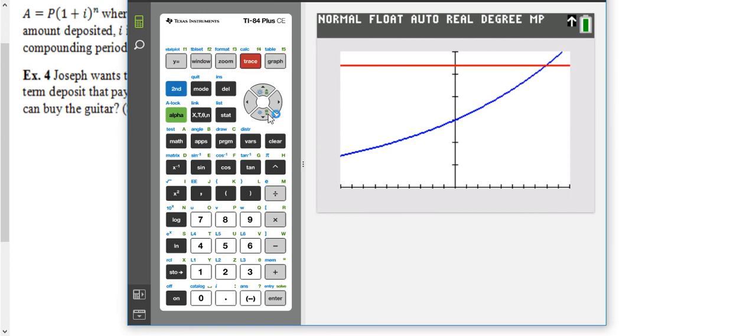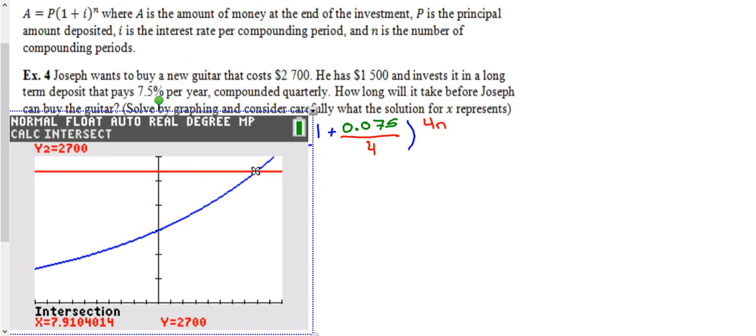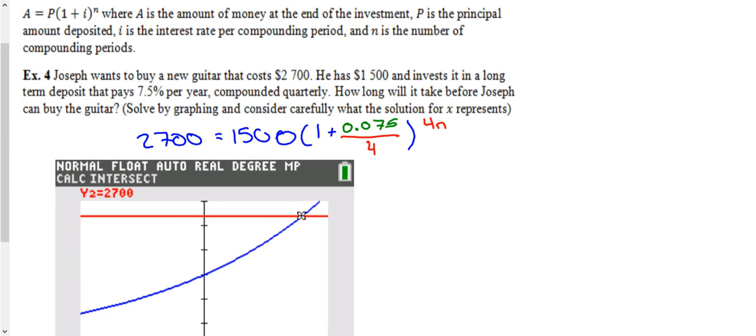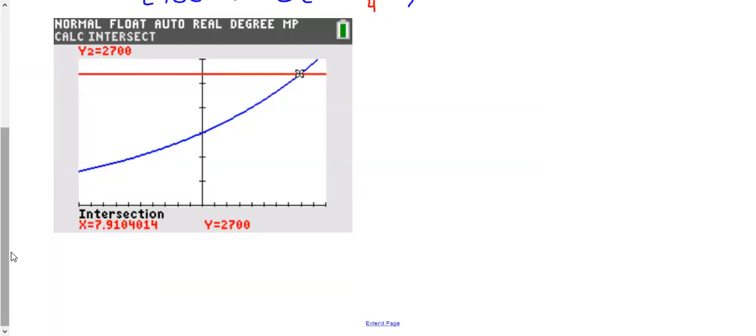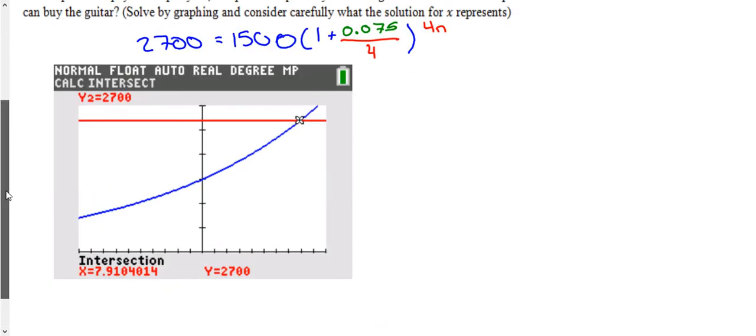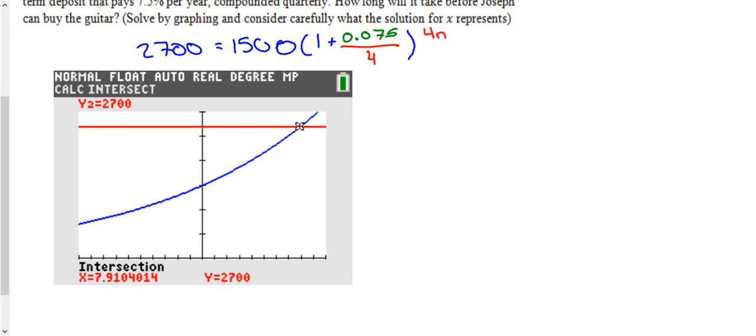We need to find where they cross. Second trace, option 5. Moving our cursor closer to that intersection there, hit enter 3 times. 1, 2, 3. And there we have it. We have our answer. So x equals 7.91. That's what x is equal to. And of course, x was n there, n being our time. So x equals 7.91. And again, 7.91 is in terms of years.